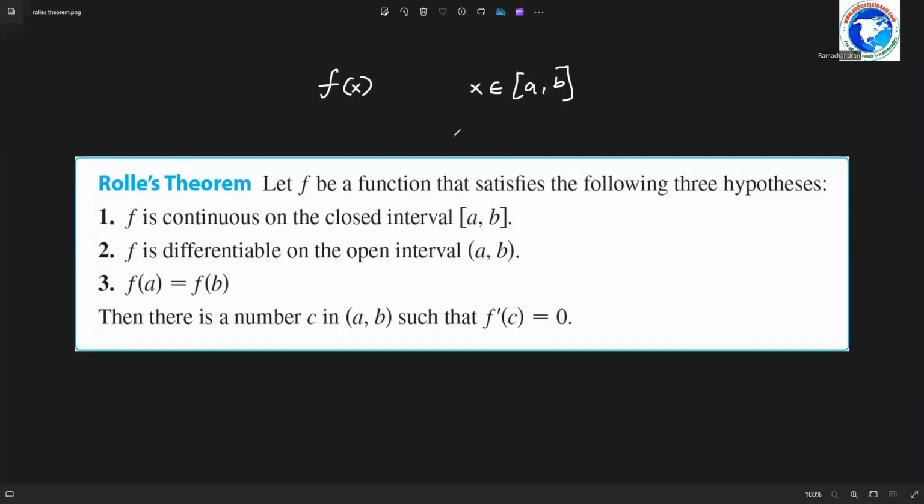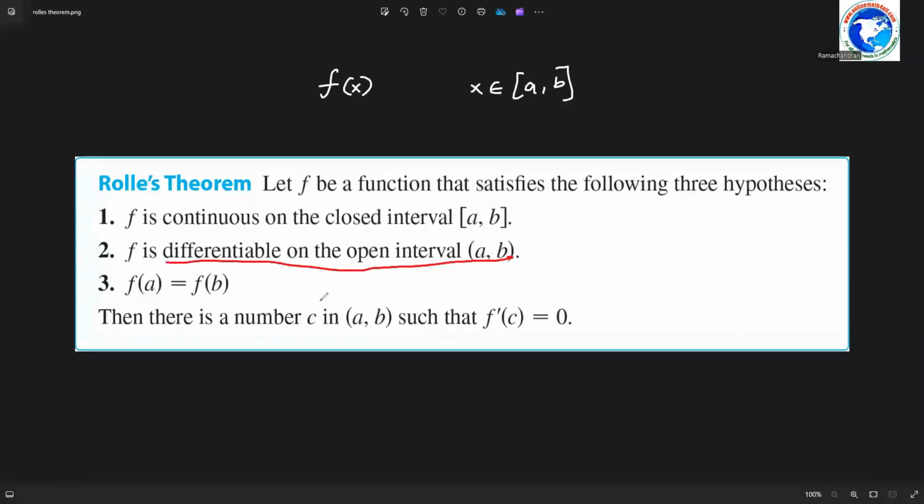If I want to apply Rolle's theorem for any function, say f of x, the function f of x has to meet the three conditions of Rolle's theorem. The first condition is that f of x, the given function, has to be continuous and also defined on the closed interval a comma b. So the given function f of x has to be defined and continuous on the closed interval a comma b. And the second condition is the function f of x has to be differentiable on the open interval a comma b.